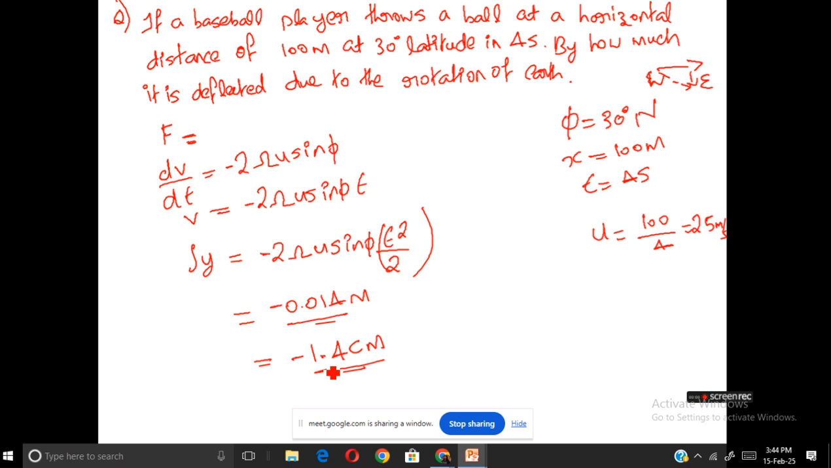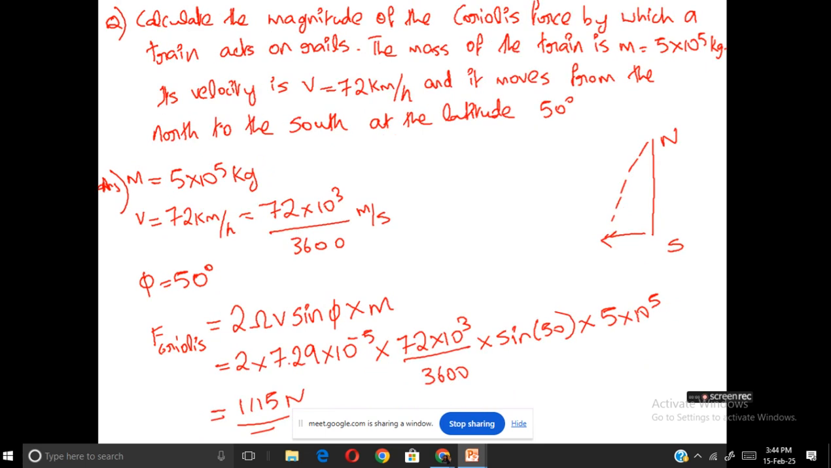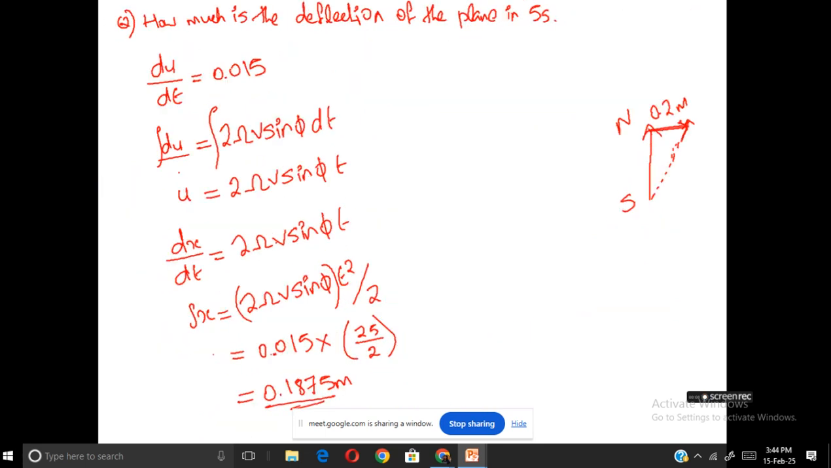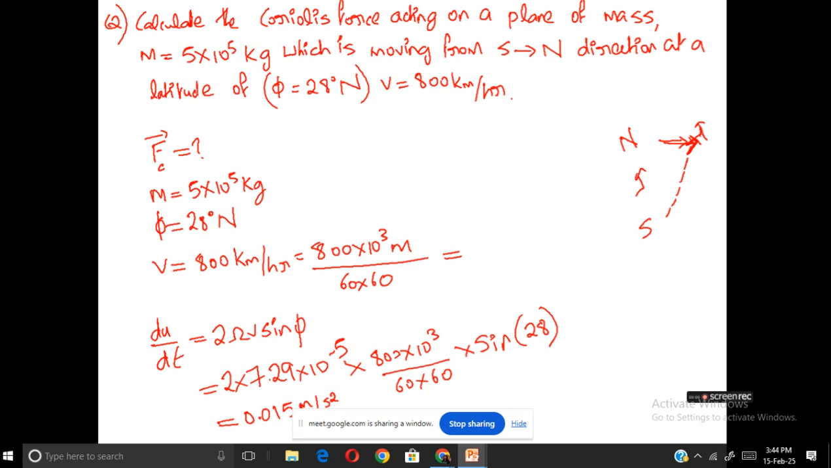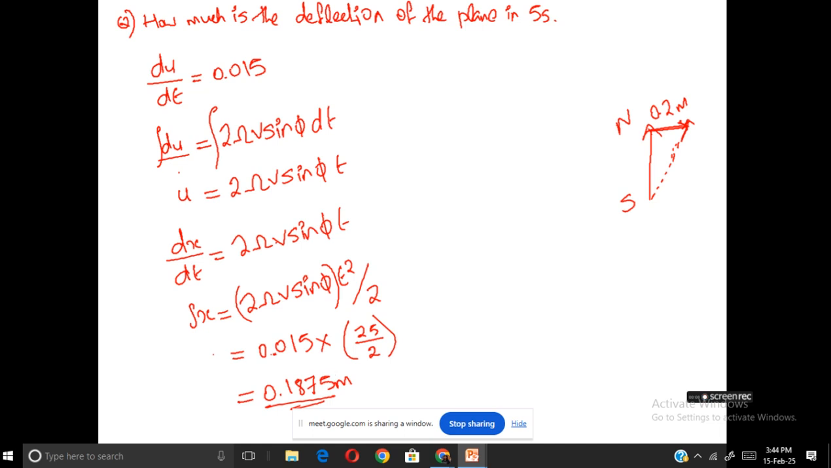We calculated the deflection of an object in three different cases. The first case we tried was a plane moving from south to north with a velocity of 800 km per hour. How much was the deflection we calculated initially? We found the deflection of the plane was around 0.1875 meter. Around 0.18 meter it deflected in 5 seconds from its initial point. That was the amount of deflection the plane had undergone.